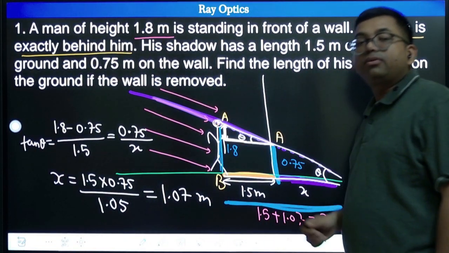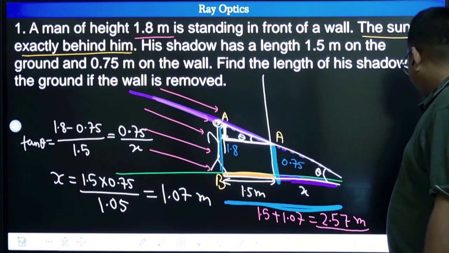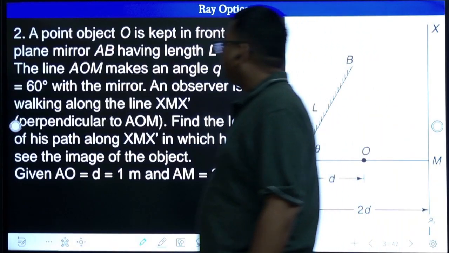Any other doubts, if you have, you can ask. Let's go for the next question. Question number 2.